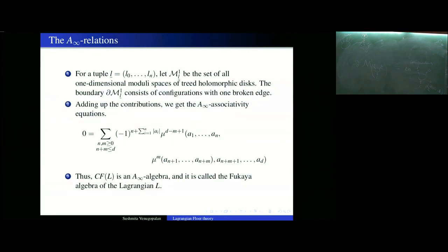And if you add up all the codimension 1 contributions of the one-dimensional moduli space, then you arrive at the A infinity relation.